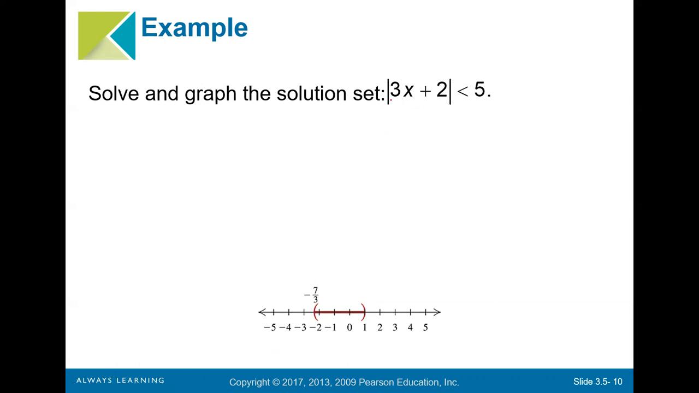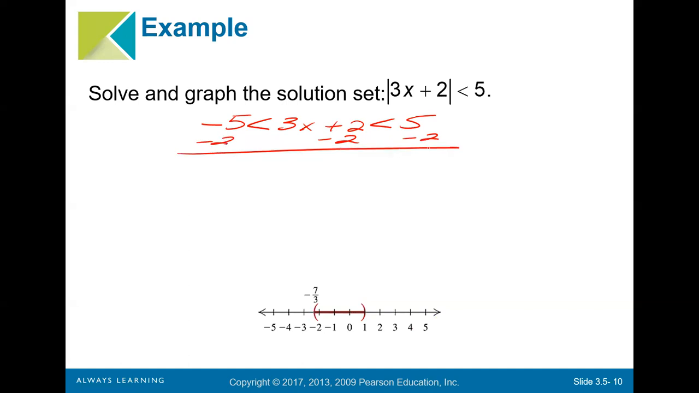Okay, so I have the absolute value of 3x plus 2 is less than 5. So that means this absolute value is going to fall between 5 and its opposite, right? So I'm going to set it up like this. And let's solve for x. Well, I need x by itself, so I'm going to subtract 2 from all parts. Remember, you have to do it to all parts. What you do to one part, you have to do to the other. Negative 5 minus 2 is negative 7. 5 minus 2 is 3.